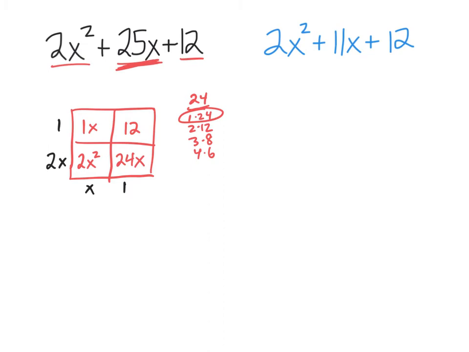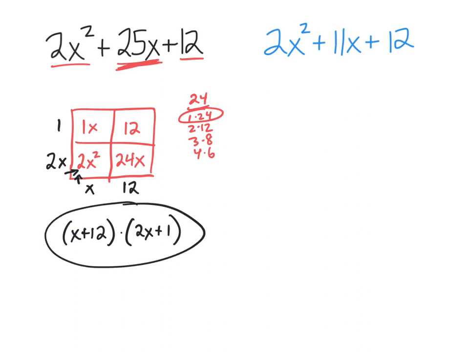1 times 12, I think I deleted that. 1 times 12 is 12. I'm doing too much erasing. And then we've got our 2x squared in our final corner. So our answer is base times height. X with a positive 12 times 2x with a positive 1. And that is factoring.